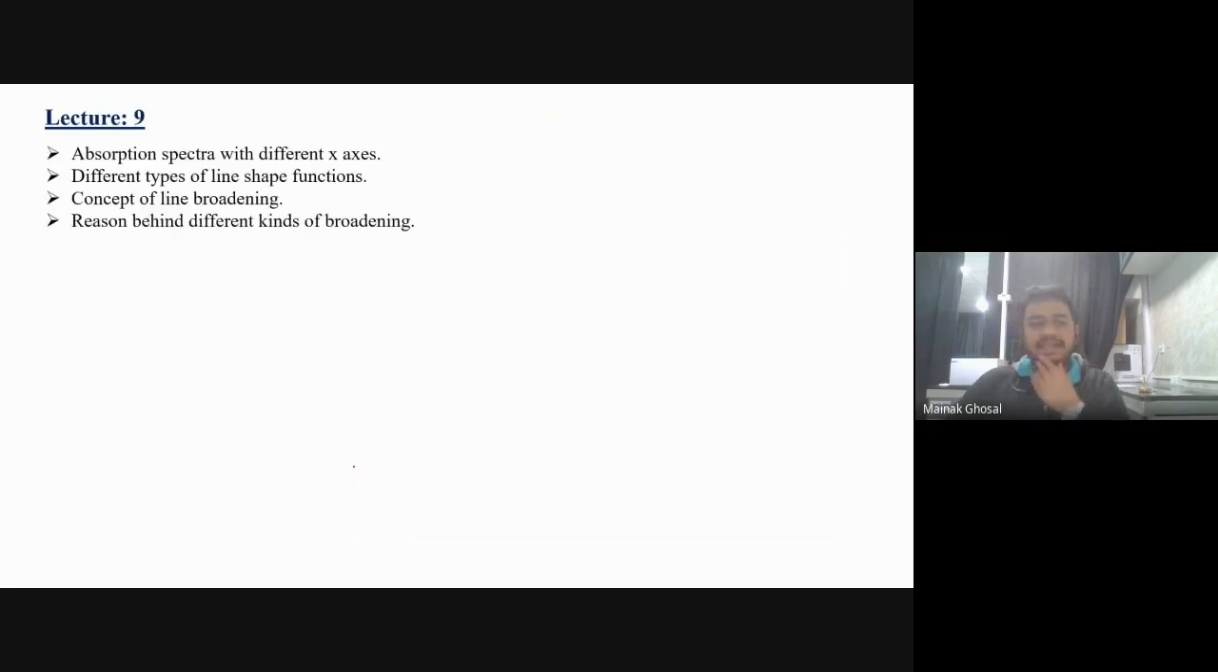Then in lecture 9, there were absorption spectra with different x-axes. In which spectroscopy case will which x-axis be beneficial? Like whether we take lambda, the wavelength, as the x-axis, or wave number as the x-axis, which will be beneficial? That was discussed.